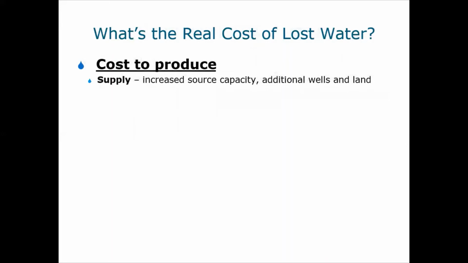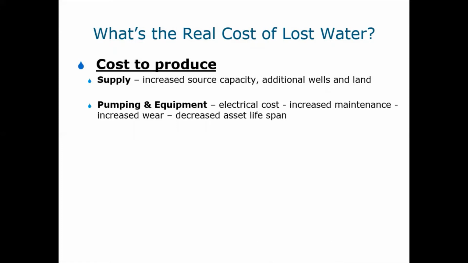So what's the real cost of lost water? Cost to produce, you're looking at supply, increased source capacity, additional wells and land. Pumping and equipment are electrical costs or increased maintenance, increased wear, decreased asset lifespan. Our treatment, all the chemicals you're using out there, your monitoring equipment, your soda ash, your caustic, your corrosion control products, your chlorine. There's many different chemicals, and the more water you're losing out in the system, the more water you have to treat, which is going to increase your chemical usage as well, which adds cost.